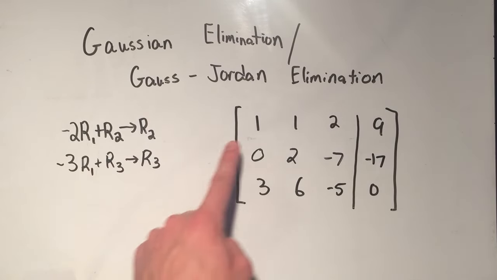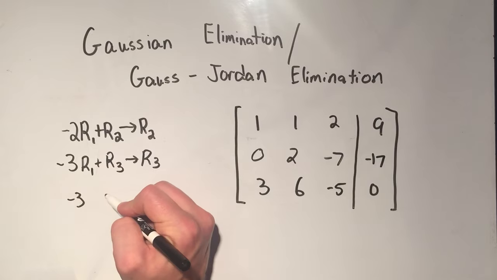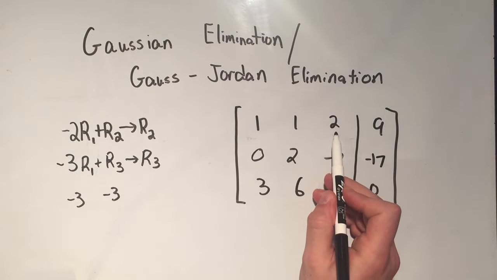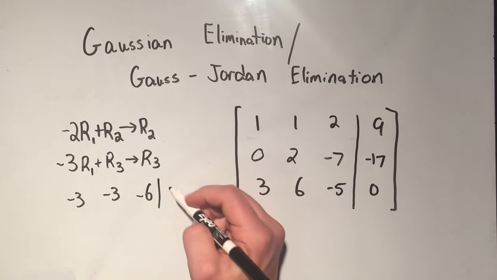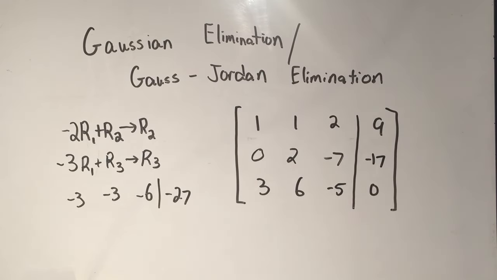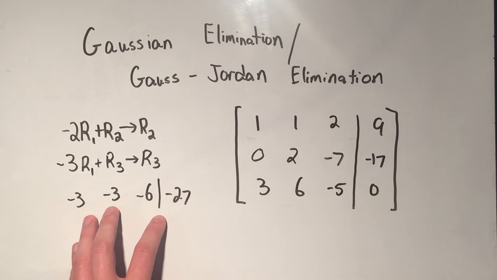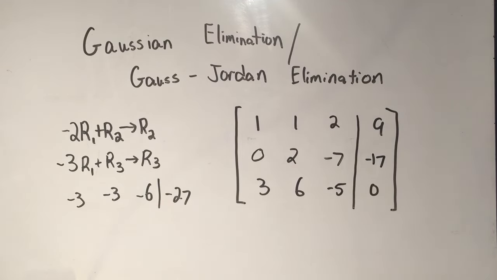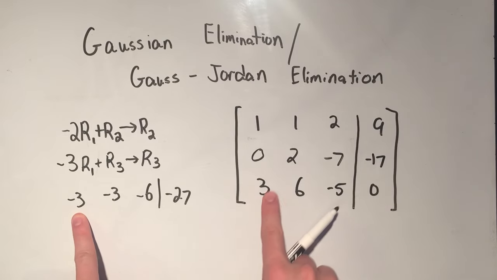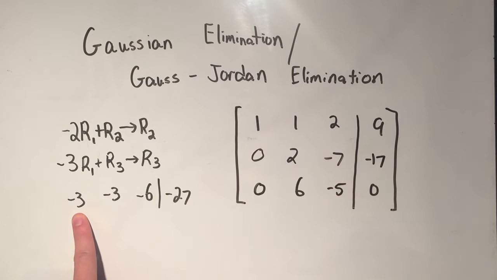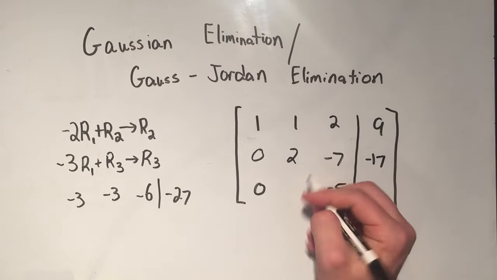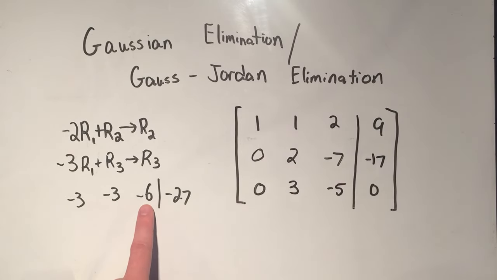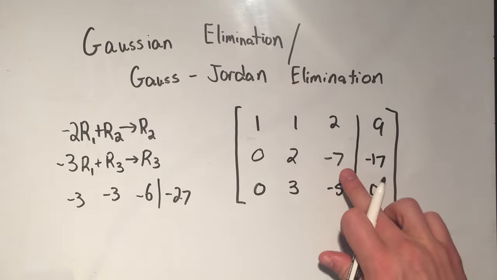So what's minus 3 row 1? Well, that'll be minus 3, minus 3, 2 times minus 3 is minus 6, minus 3 times 9 is minus 27. And now I'm going to add this to the third row. I'm going to add the components together. So I have minus 3 plus 3, that's 0. I have minus 3 plus 6 is positive 3. Then I've got minus 6, minus 5, that's minus 11.